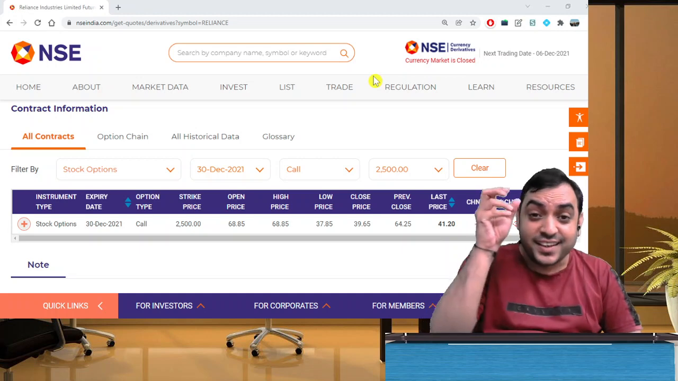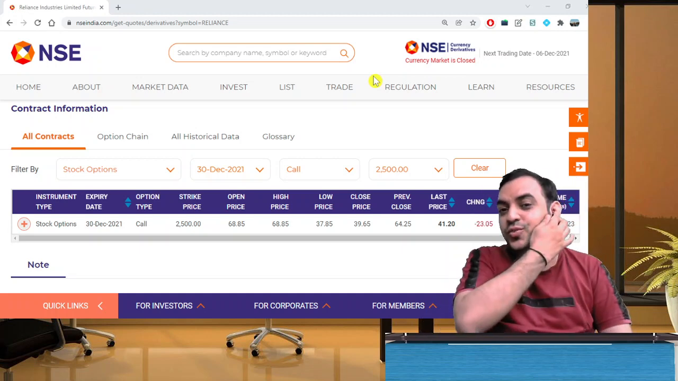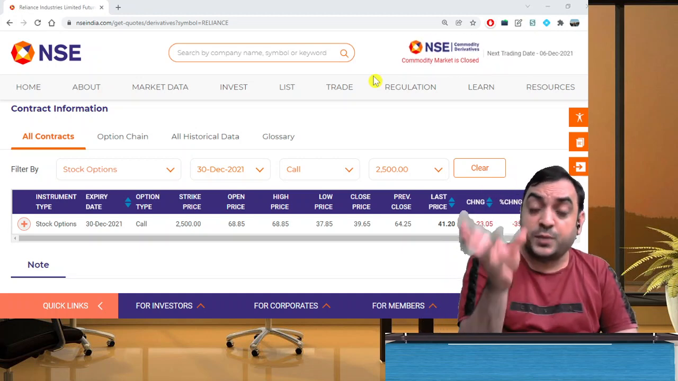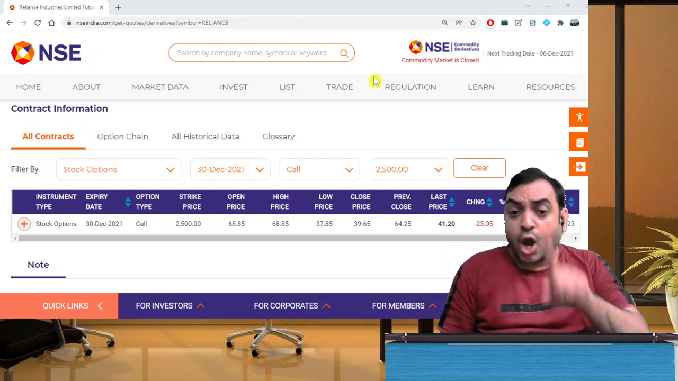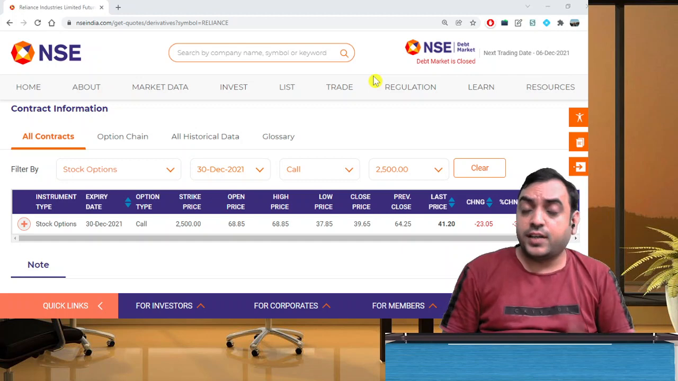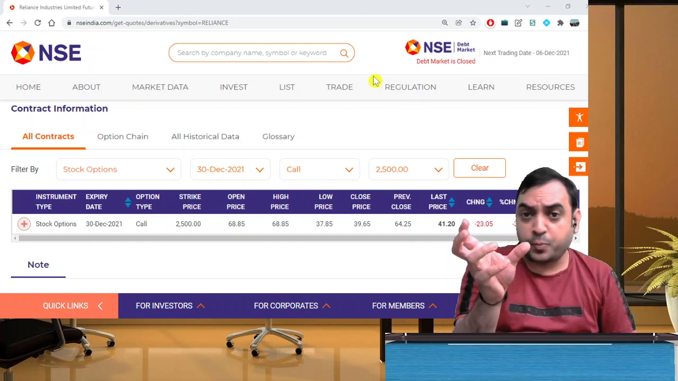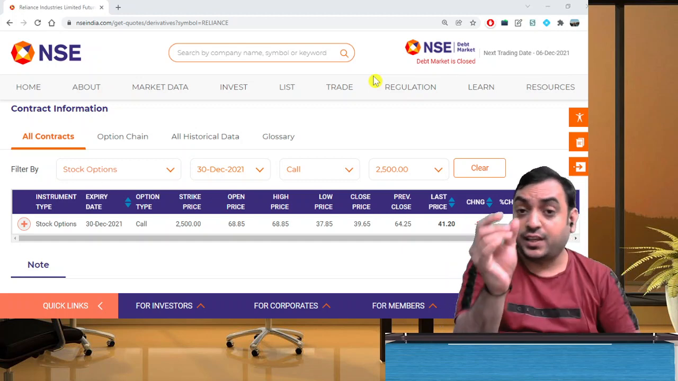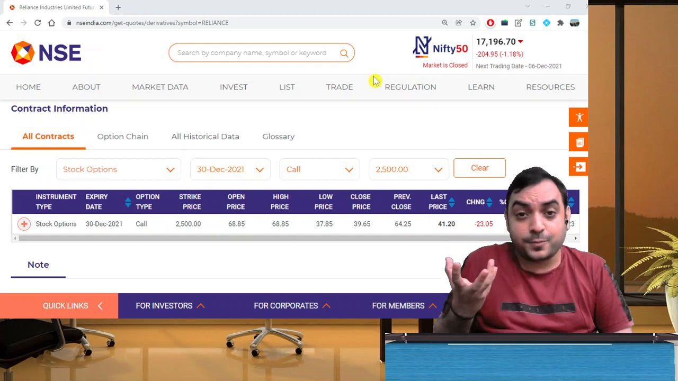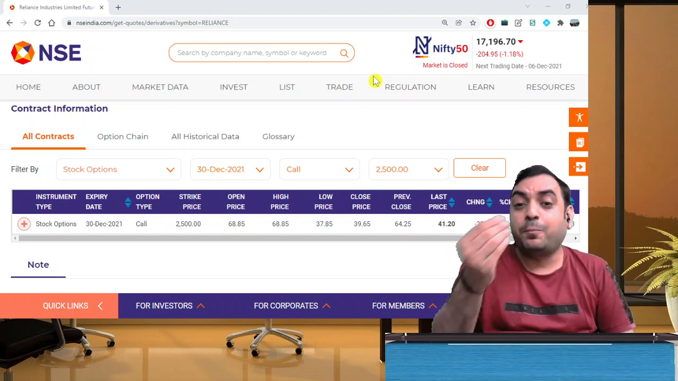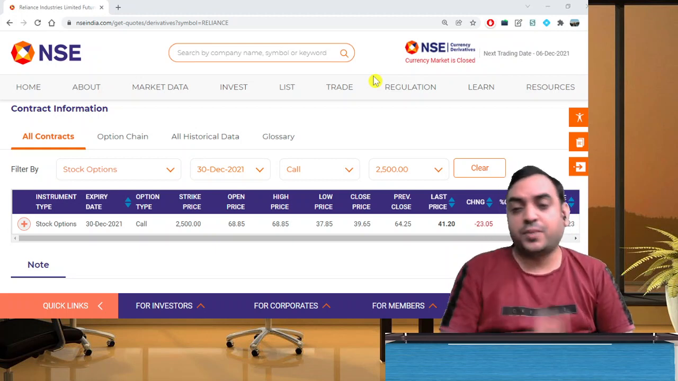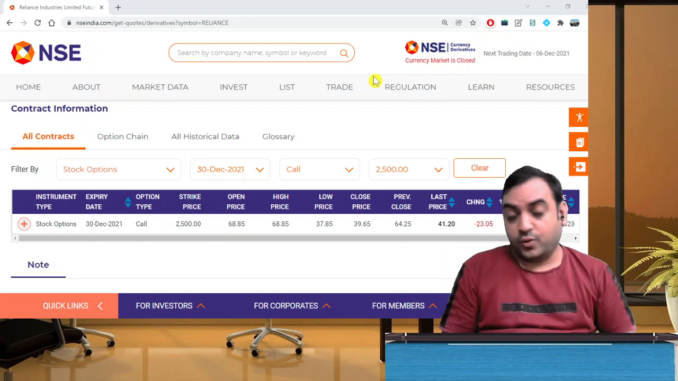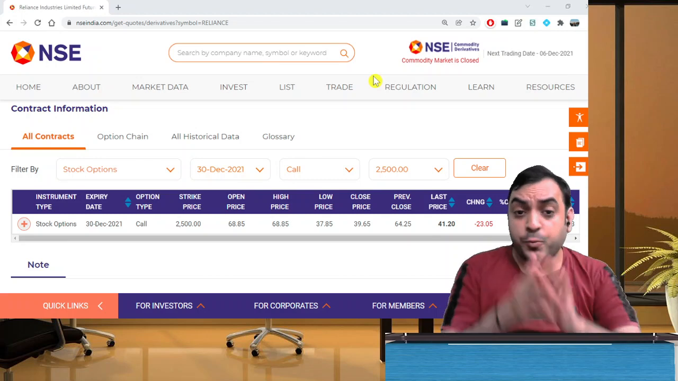That is called the intrinsic value. Intrinsic value is the difference between the market price and the strike price. But I already paid 40 rupees as premium. I get 100 rupees profit, but I already paid 40, so 60 rupees is my net profit. Net profit is called the payoff. Net profit after adjusting the premium is called the payoff. Now, this is the position today.